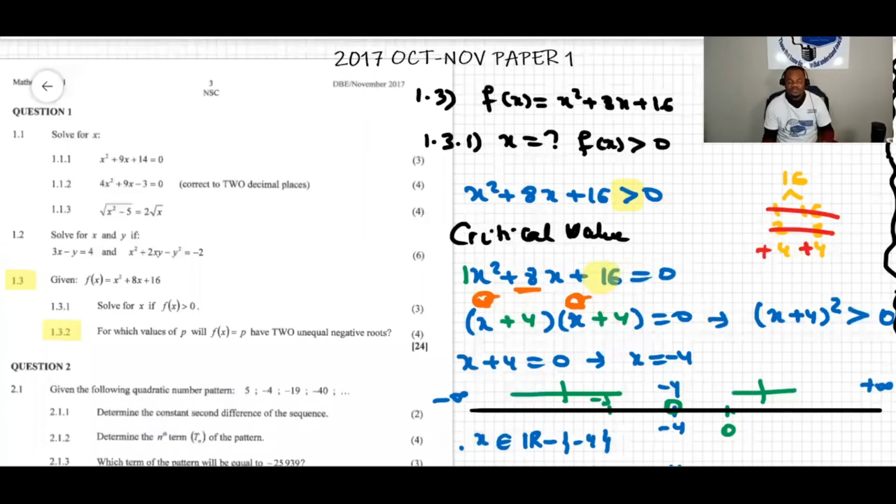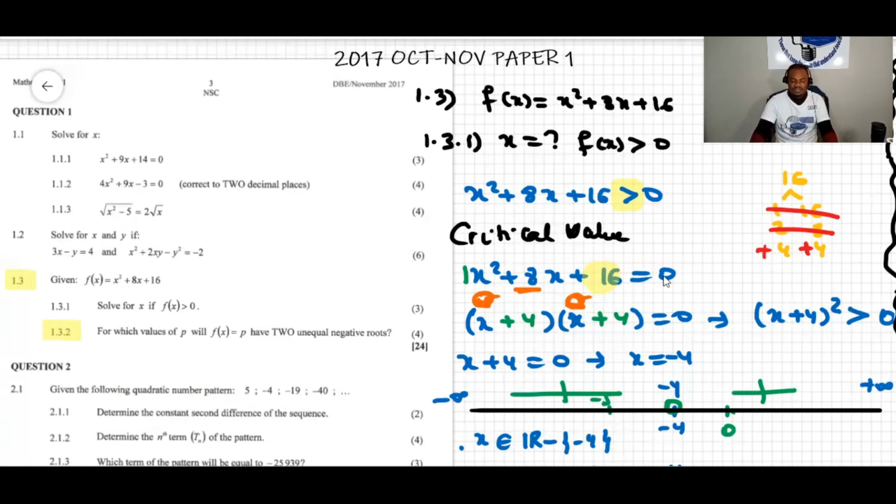Well, in the previous video, we did question 1.3.1. Now in this video, we're going to do question 1.3.2. Question 1.3 says, given f of x is equal to x squared plus 8x plus 16. And in the previous video, we did solve for f of x greater than 0. Now 1.3.2 says, for which values of p will f of x equal to p have two unequal negative roots?